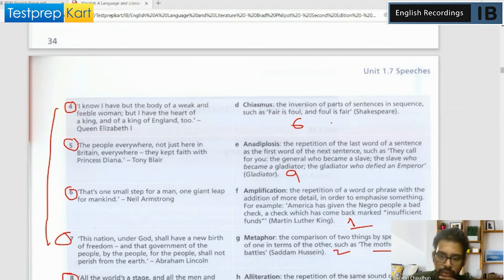Next, amplification. So the repetition of a word or phrase with the addition of more detail in order to emphasize something. So the example given here is, "America has given the Negro people a bad check, a check which has come back marked insufficient funds." So the second part is describing something given in the first part a bit more in depth. So the war was a gruesome one. It resulted in the killing of 4 million innocent Jews. That is an amplification. Okay, why was the war gruesome? Because it resulted in the killing of 4 million innocent Jews.